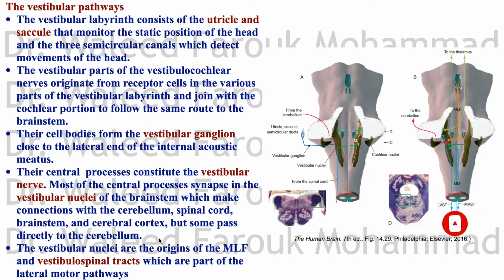The vestibular nuclei are the origins of the medial longitudinal fasciculus, the one that connects the vestibular nuclei with cranial nerves, and the vestibulospinal tract, especially the medial vestibulospinal tract, the one that connects the vestibular nuclei with the gray matter of the spinal cord as part of the lateral motor pathways. You can refer to the lectures in neuroanatomy regarding the motor pathways.